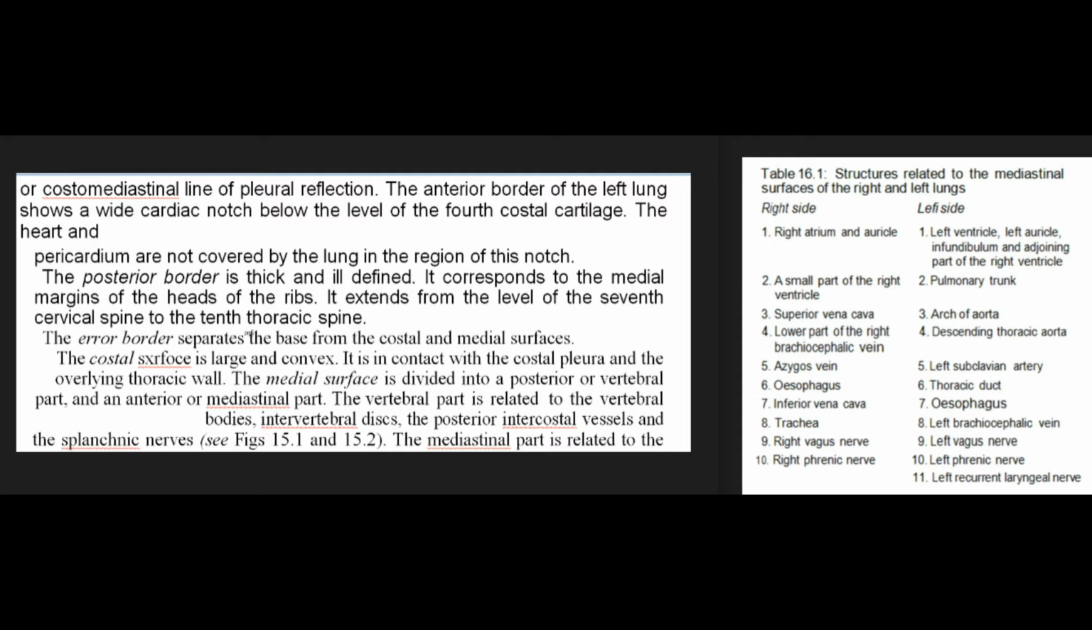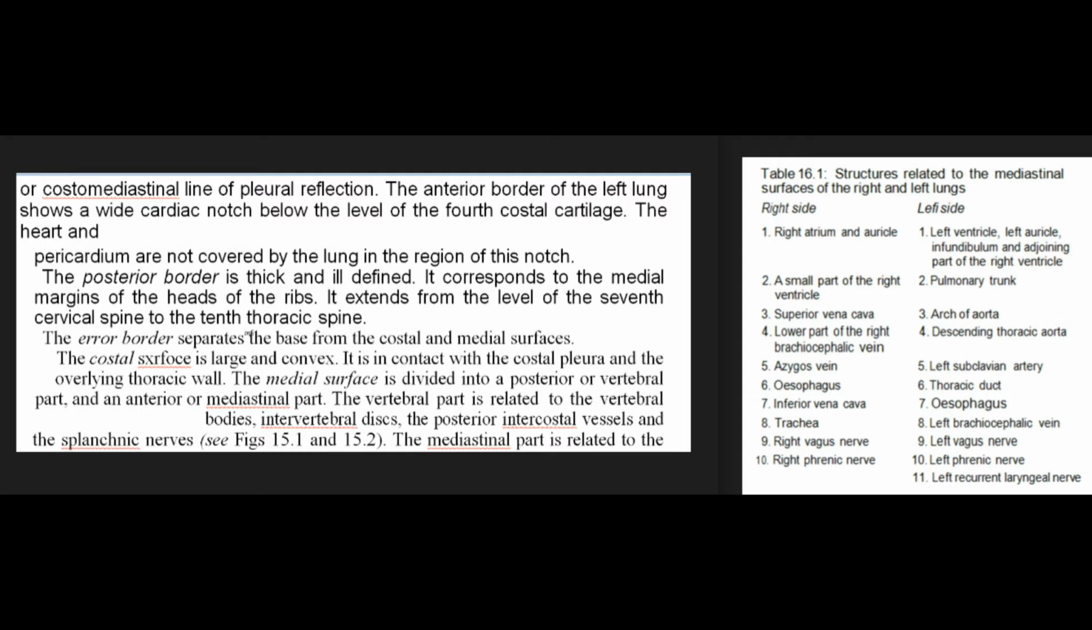The medial surface is divided into a posterior or vertebral part, and an anterior or mediastinal part. The vertebral part is related to the vertebral bodies, intervertebral discs, the posterior intercostal vessels and the splanchnic nerves, see Figs 15.1 and 15.2. The mediastinal part is related to the mediastinal septum, and shows a cardiac impression, the hilum, and a number of other impressions which differ on the 2 sides. Various relations of the mediastinal surfaces of the two lungs are listed in Table 16.1.